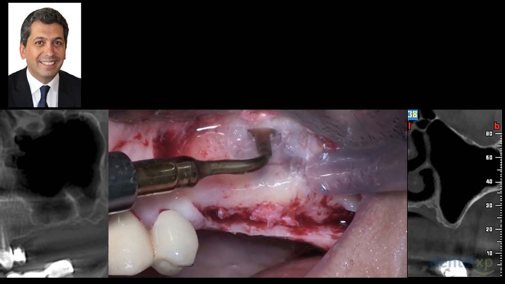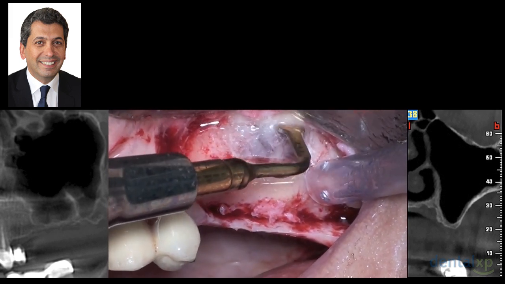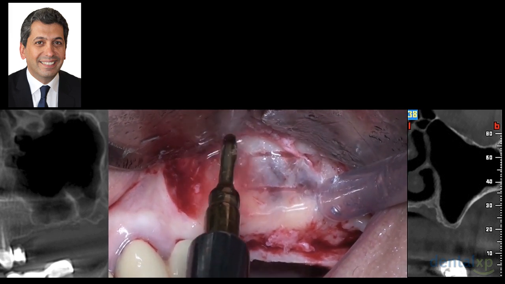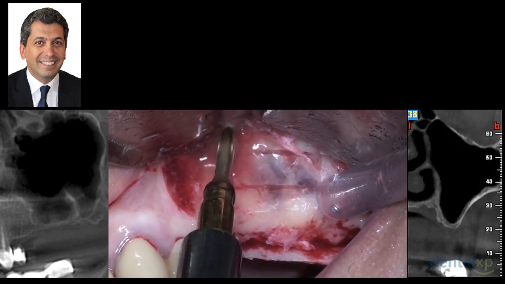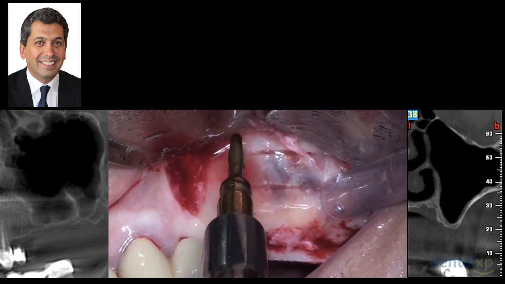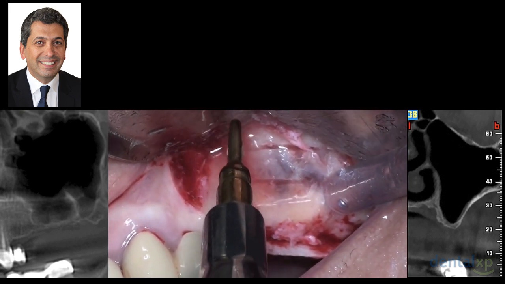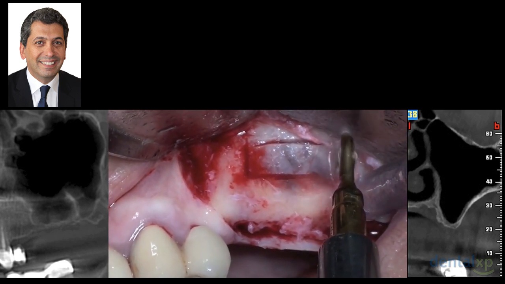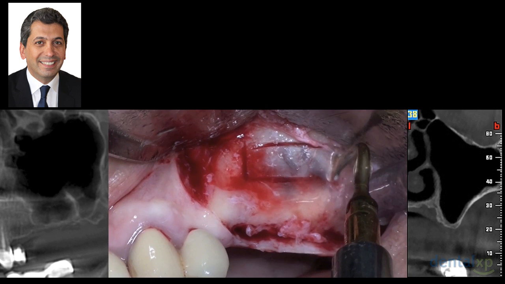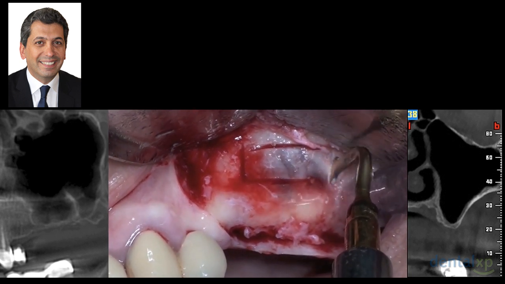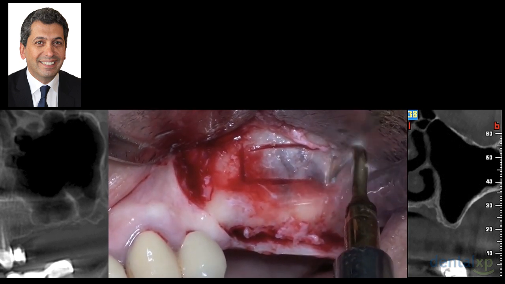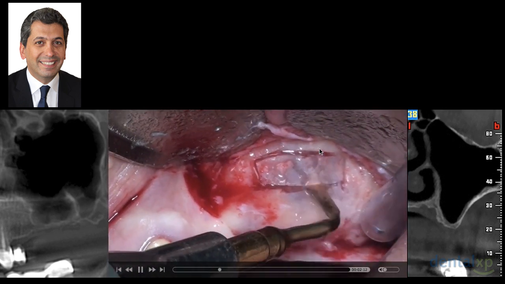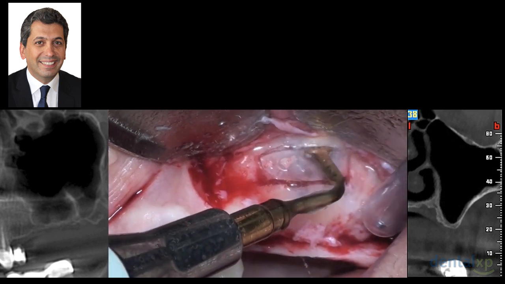So I did the lower border of the window, and then I did the upper border, and now I'm doing the mesial and distal part of this rectangular window. The shape of the window is not a matter. You can do it in a rectangular shape, or you can do it in a circular or oval shape also. You can see that in this case my sinus is more like a rectangle. This is why I felt that it was better to cut something that looks like the sinus.